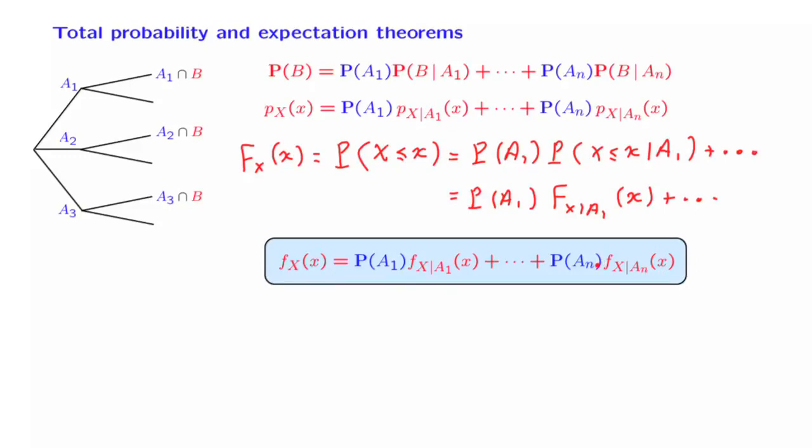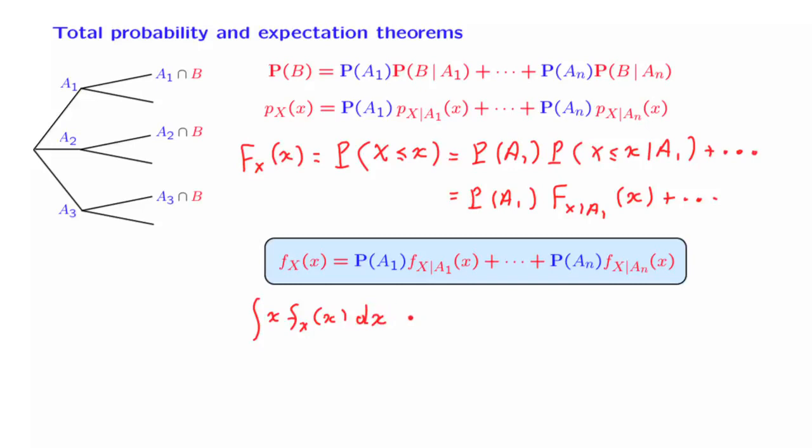To interpret this relation, we think as follows. The probability of falling inside a little interval around x is determined by the probability of falling inside that little interval under each one of the different scenarios, and where each scenario is weighted by the corresponding probability. Now we multiply both sides of this equation by x and then integrate over all x's.